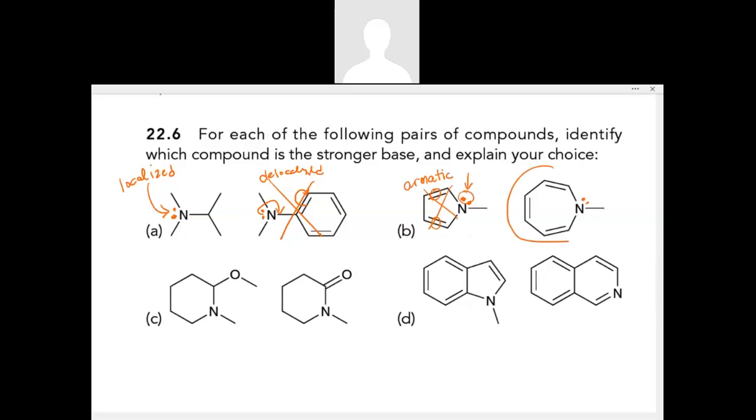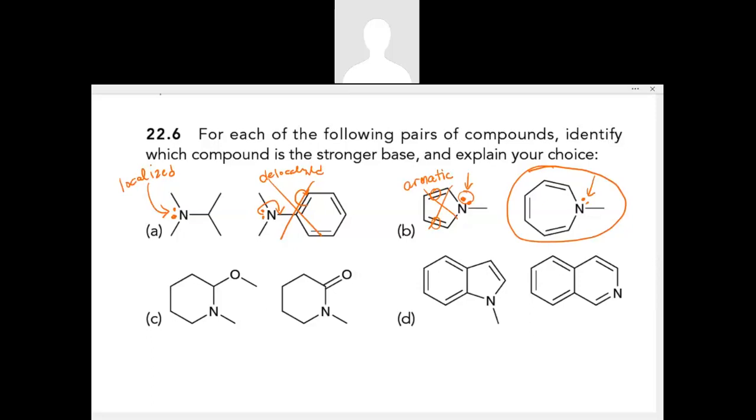So this structure over here is going to be our stronger base because that lone pair is not participating in aromatic stabilization in this ring system here. So this lone pair is available.